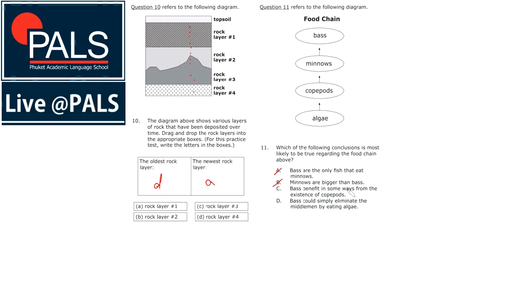Bass benefits in some ways from the existence of copepods. That sounds correct. Let's check D. Bass could simply eliminate the middlemen by eating algae. Well, bass don't eat algae. They feed on minnows. So yeah, D doesn't really make sense. C makes sense. They do in some ways benefit from the existence of copepods because copepods are eaten by minnows, which means if there are a lot of copepods, there will be a lot of minnows, which means there is more food for basses to eat.